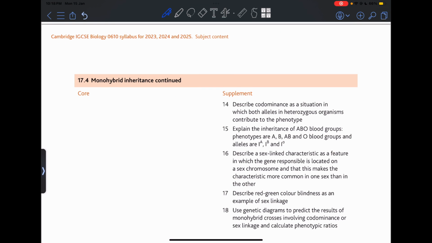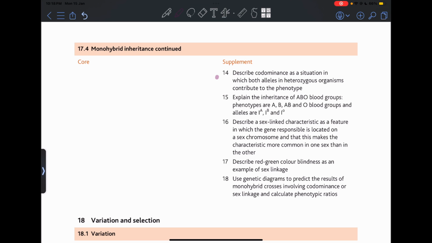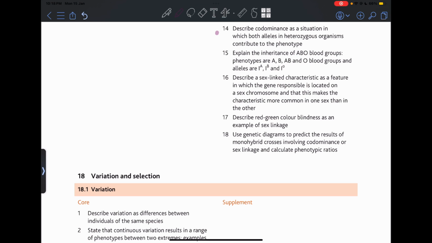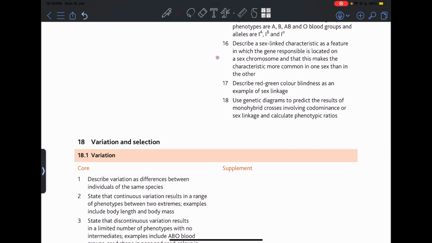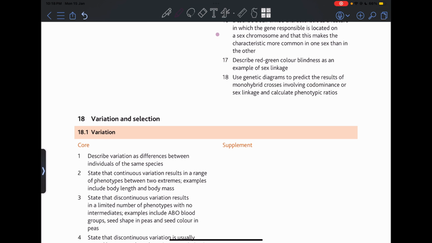Monohybrid continued. Describe codominance as the situation in which both alleles in a heterozygous organism contribute to the phenotype. Another definition. Explain the inheritance of A, B, O blood groups. Phenotypes are A, B, AB, and O blood groups, and the alleles are I^A, I^B, and I^O. Describe a sex-linked characteristic as a feature in which the gene responsible is located on a sex chromosome, and this makes the characteristic more common in one sex than in the other. Again, you have to understand this. 17. Describe red-green color blindness as an example of sex linkage. 18 says use genetic diagrams to predict the results of monohybrid crosses involving codominance or sex linkage.